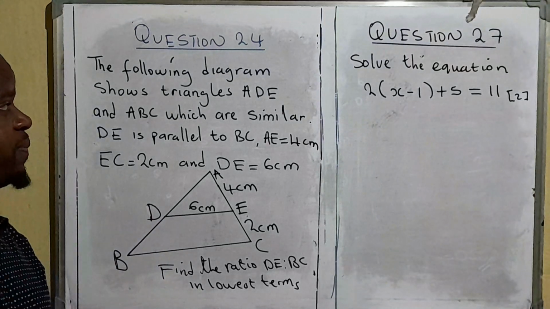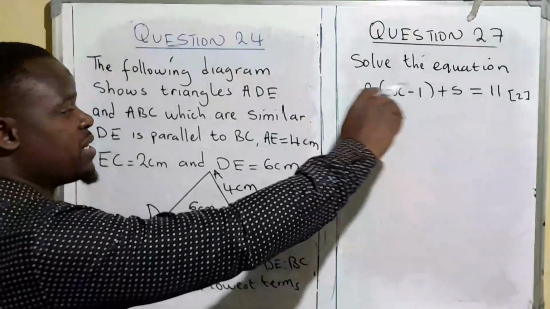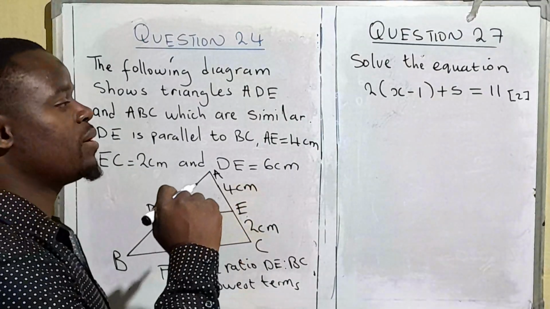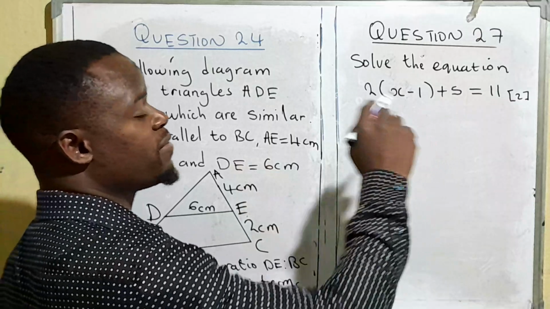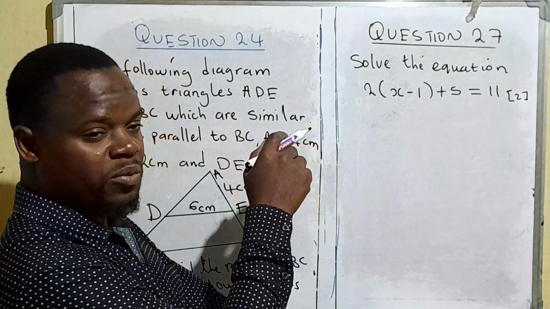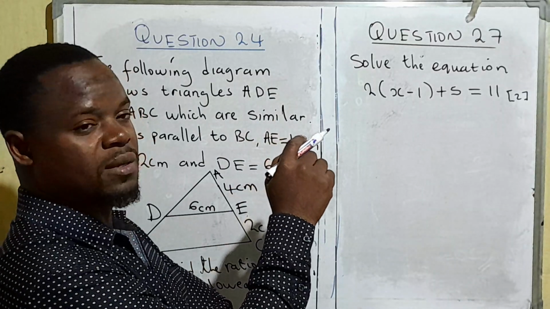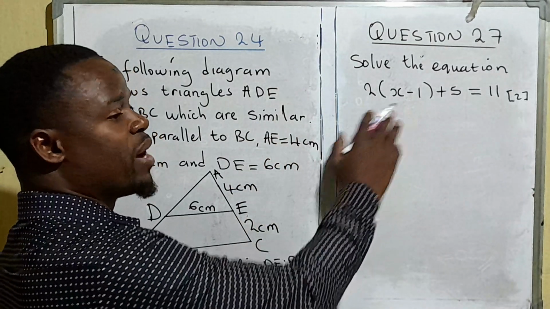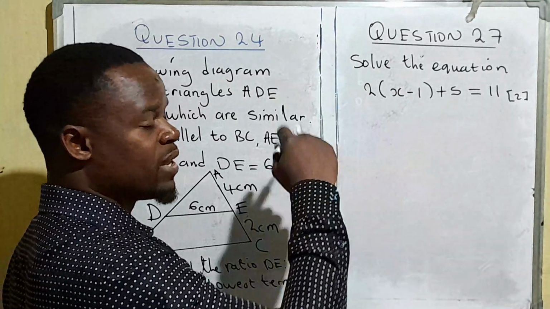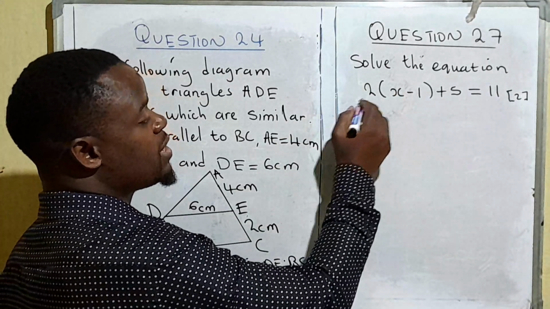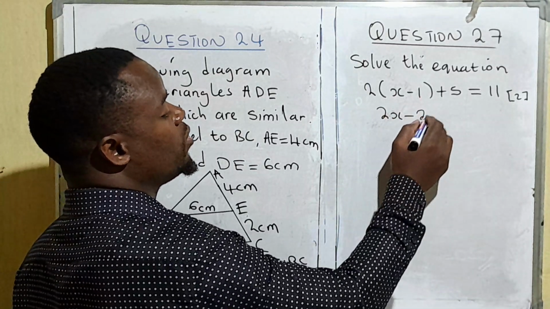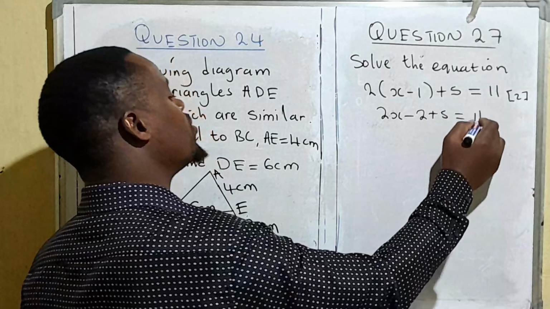Let's take a ride. They're saying solve the equation 2(x - 1) + 5 = 11. When you're dealing with such equations, what you need to do first of all is open the brackets by multiplying the number on the outside by the elements on the inside of the brackets. 2 times x, 2x, minus 2 times 1, 2, plus 5, which is equal to 11.